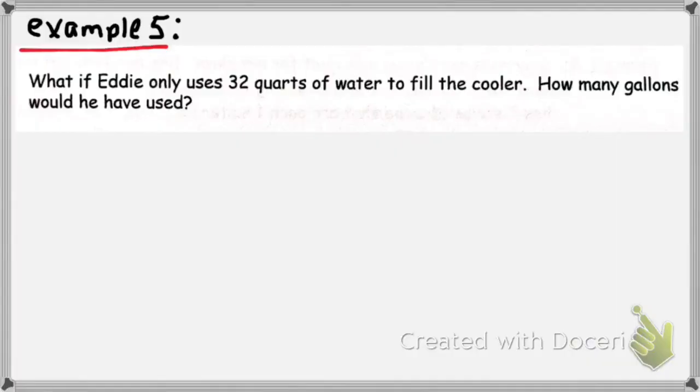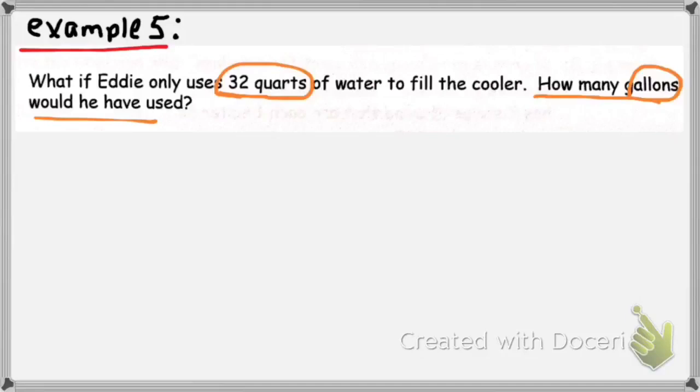So example number 5 says, what if Eddie only uses 32 quarts of water to fill the cooler? How many gallons will he have used? So it's still that 10-gallon container, but he's not going to fill it all the way. He's only going to put 32 quarts of water in. How many gallons is that? How many gallons would he have used if he only uses 32 quarts?